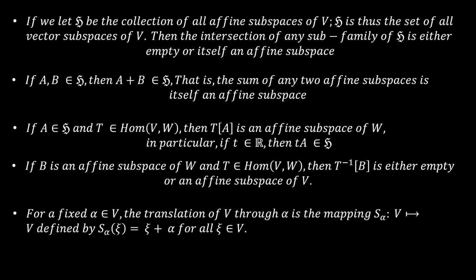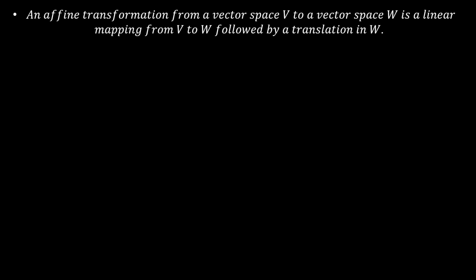So that's an interesting one as well. This is important to ourselves, is that an affine transformation of a vector V to a vector space W is a linear mapping from V to W followed by translation in W. And we could make this a little bit clearer.